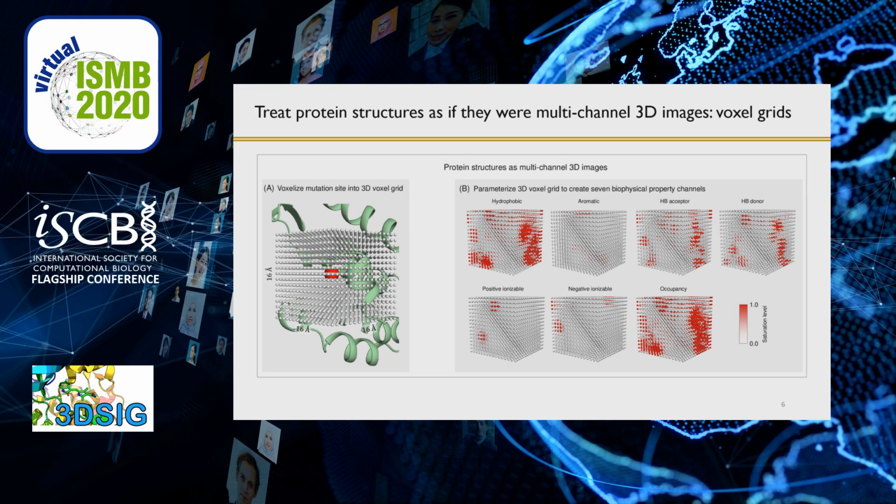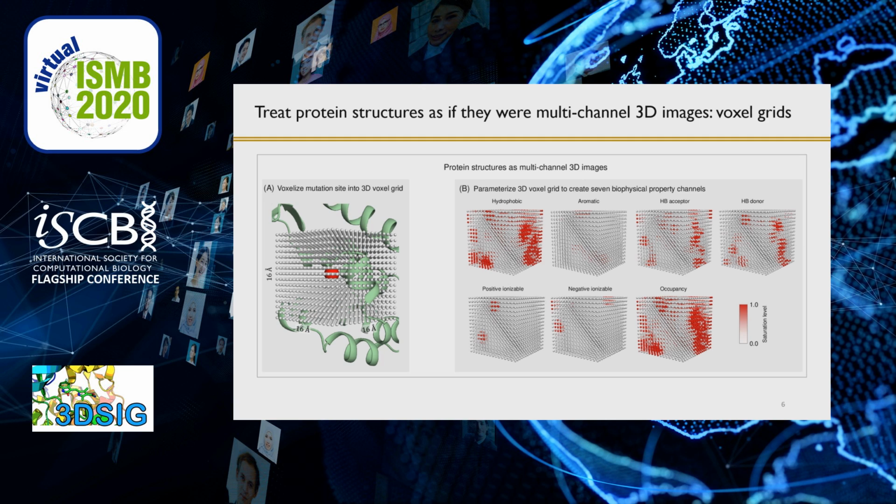For the 3D convolutional neural network to work with protein structures, we treat protein structures as if they were multi-channel 3D images. Here's what I mean by that. Given a protein structure and a mutation site, we divide the space around the mutation site into a 16 angstrom grid of 3D voxels at the resolution of 1 angstrom.